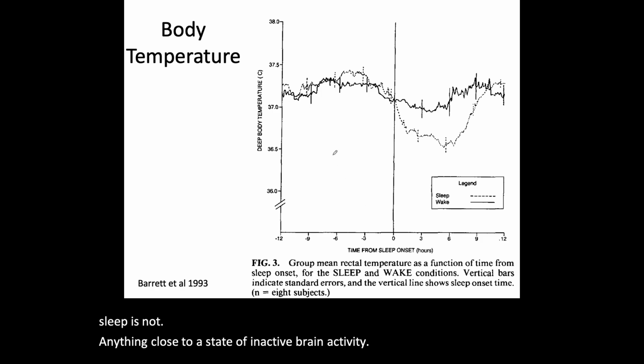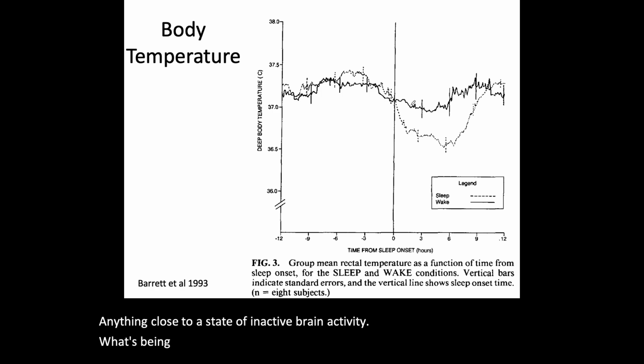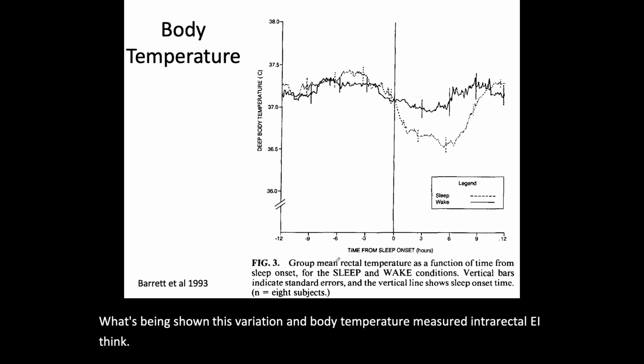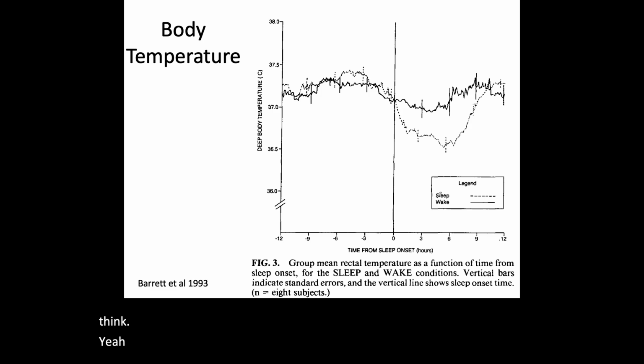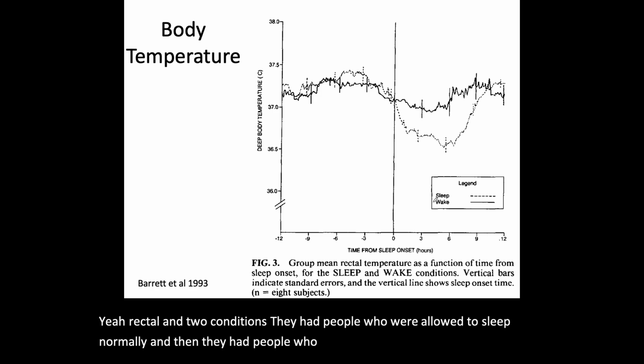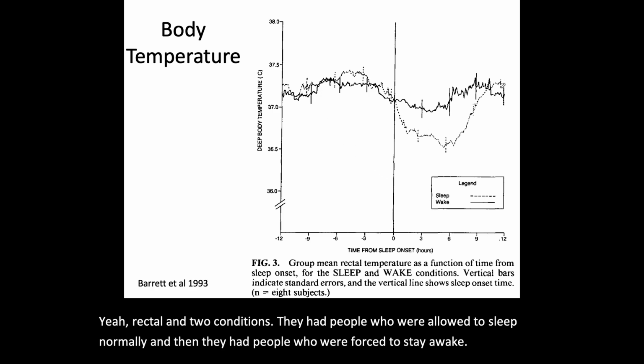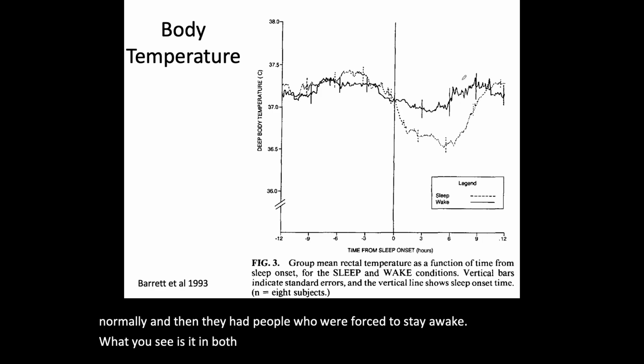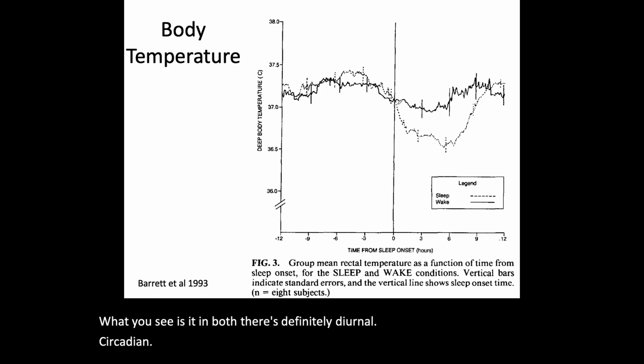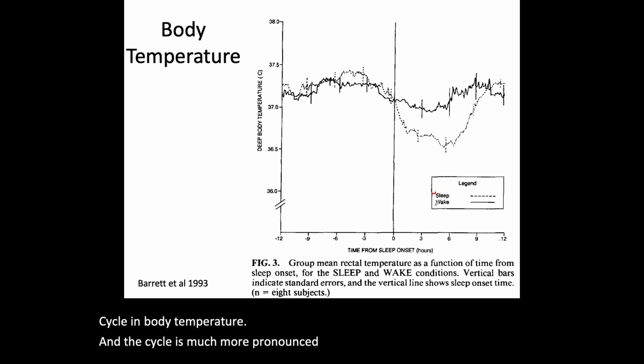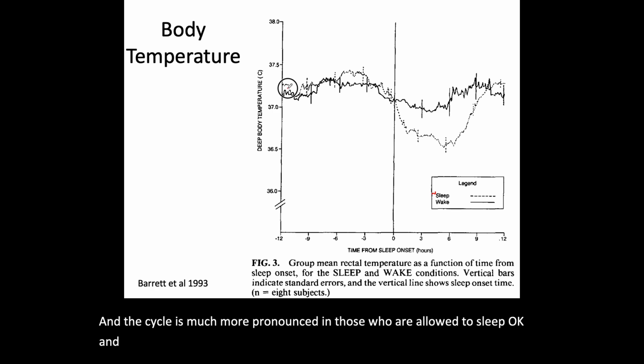Here, what's being shown is variation in body temperature measured intrarectally, I think. Yeah, rectal. In two conditions. They had people who were allowed to sleep normally, and then they had people who were forced to stay awake. What you see is in both, there's definitely a diurnal, a circadian cycle in body temperatures. And the cycle is much more pronounced in those who are allowed to sleep. Okay, and that's what we're focusing on.